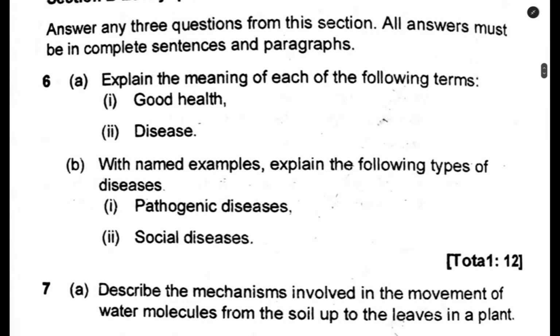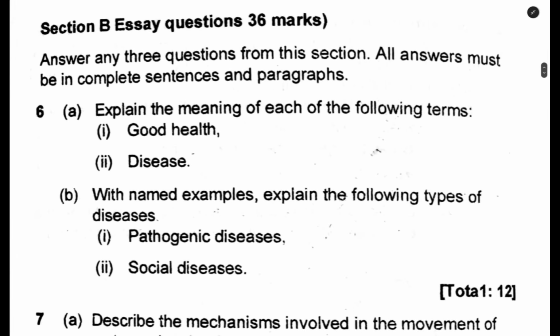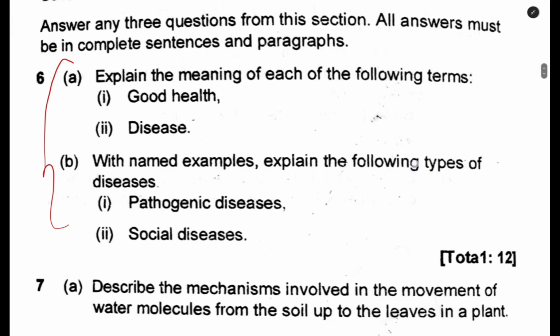Then if we come to this particular year, I've lost count, but in this one, what came is question 6. Explain the meaning of each of the following. Good health, then disease. With named examples, explain the following types of diseases: pathogenic diseases, social diseases. So on diseases, though this year 2024 there was a question I think on this one, the other parts of disease you can still find questions. Especially the parts on immunity, you need to look at it also. Types of immunity, all those.